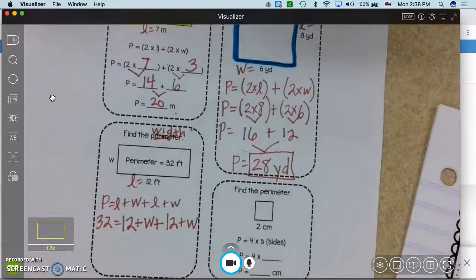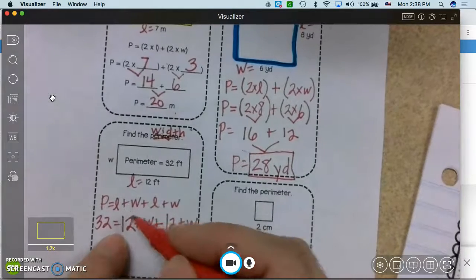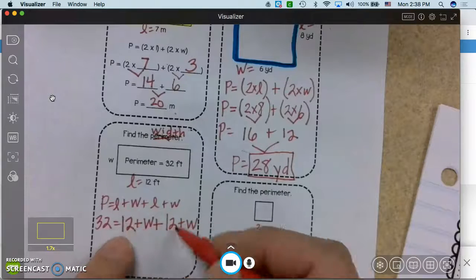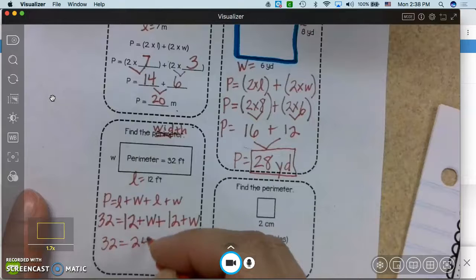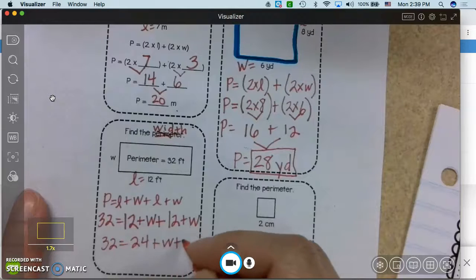Answer when you add. Good. All right, so I can go ahead and put the things together over here. So I have 12 plus 12, which is 24, so 32 is equal to 24 plus W plus W.